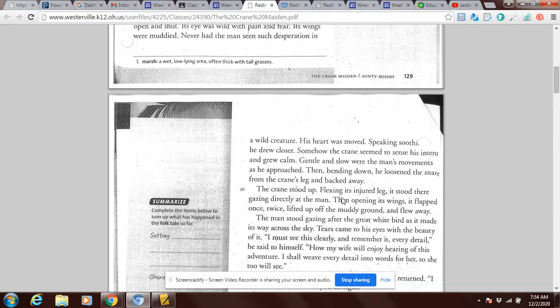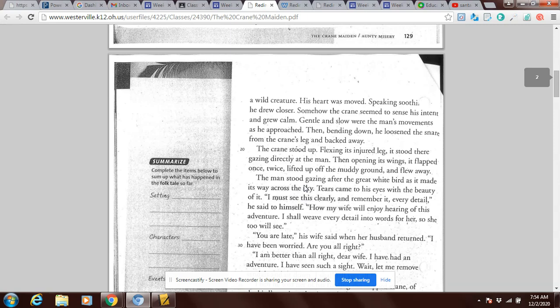The crane stood up. Flexing its injured leg, it stood there gazing directly at the man. Then opening its wings, it flapped once, twice, lifted up off the muddy ground, and flew away. The man stood gazing after the great white bird as it made its way across the sky. The tears came to his eyes with the beauty of it. "I must see this clearly and remember every detail," he said to himself. "How my wife will enjoy hearing of this adventure. I shall weave every detail into words for her, so she, too, will see."